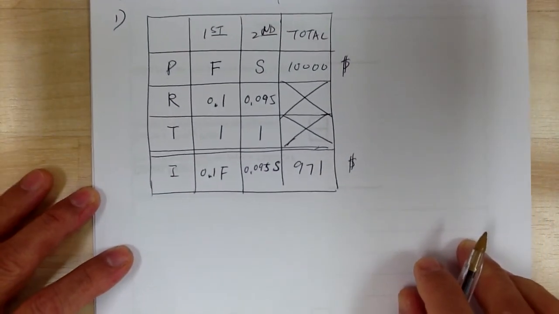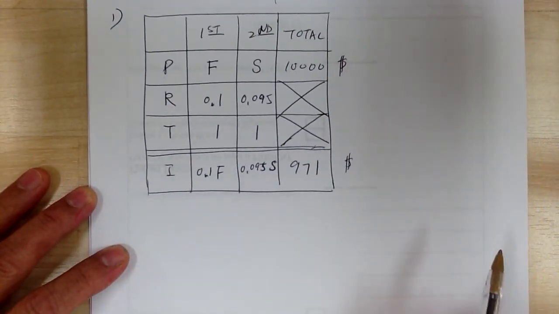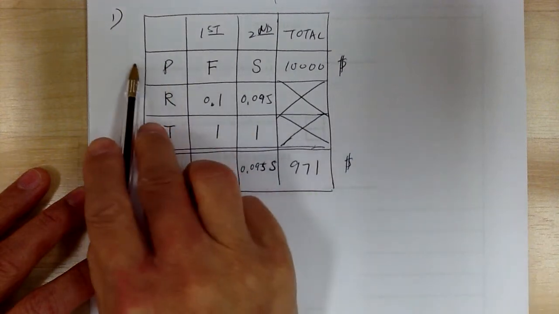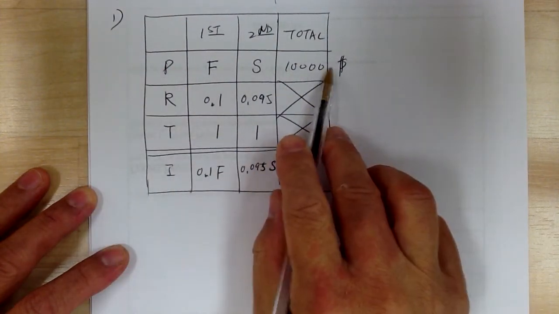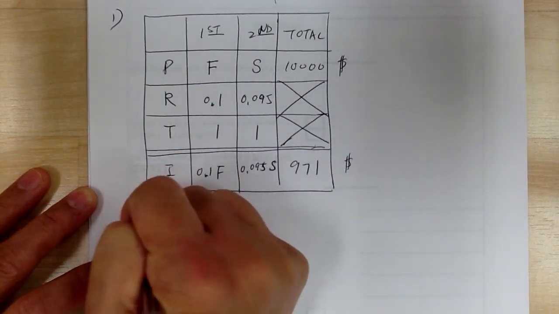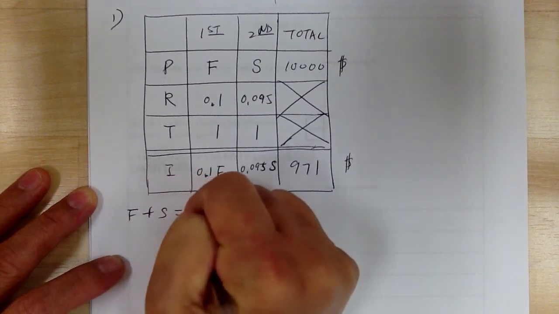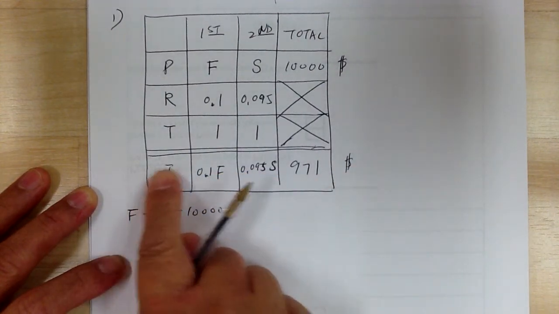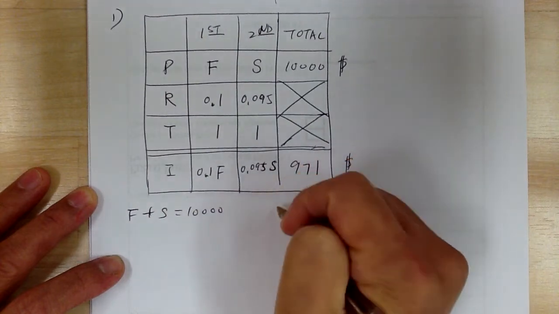Now you're going to write your equation. Whenever there is a variable, you need to have an equation. So you see, you're going across, that's a variable, so that's one equation. So you got F plus S equal to 10,000. And you got a variable over here, so you go across, that's your second equation.